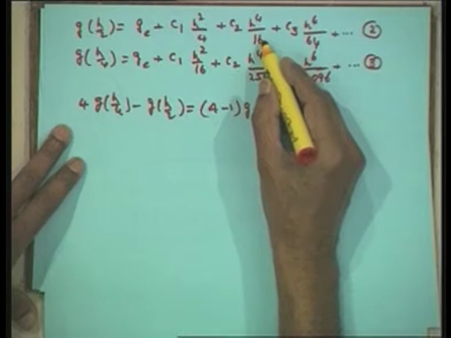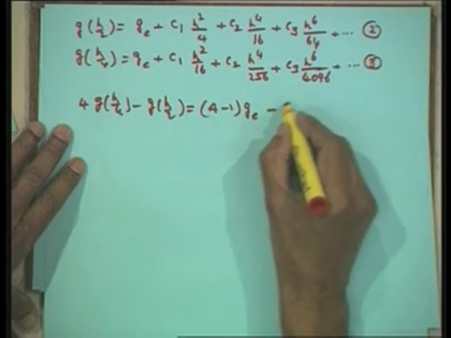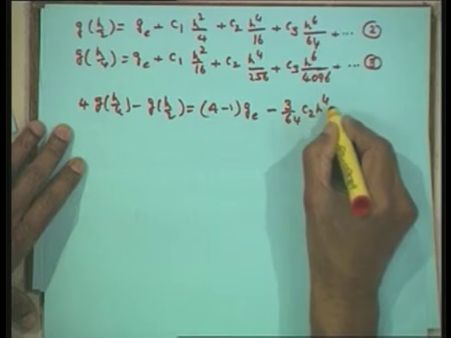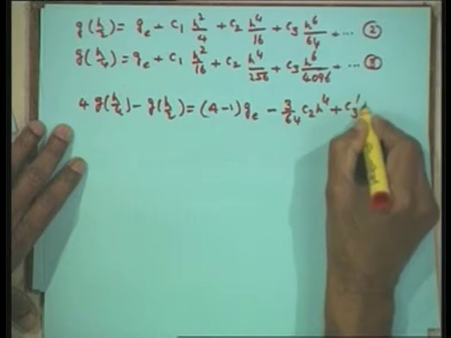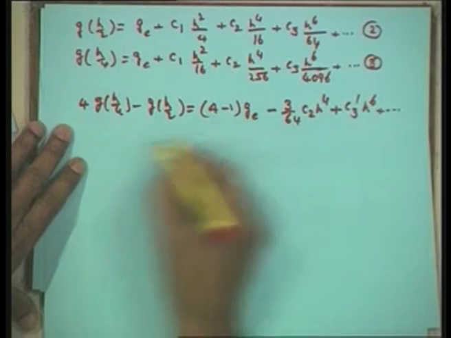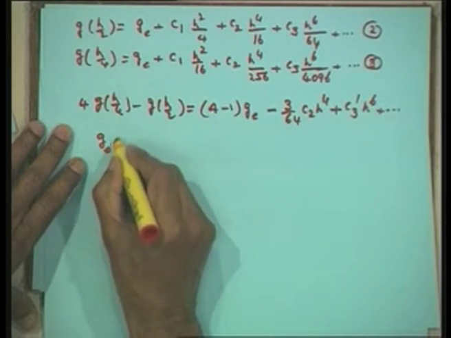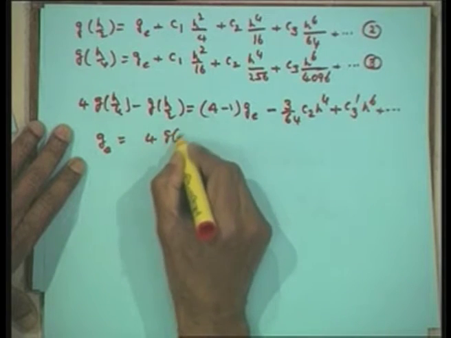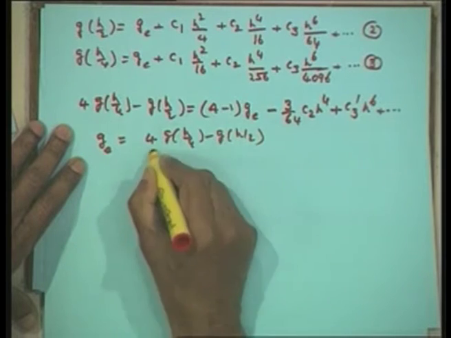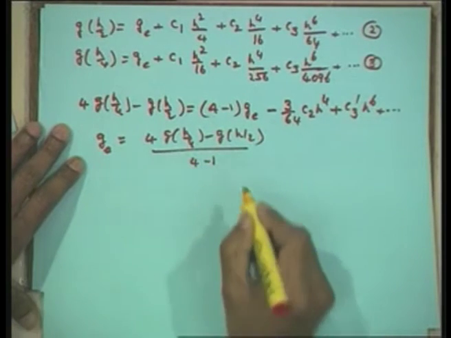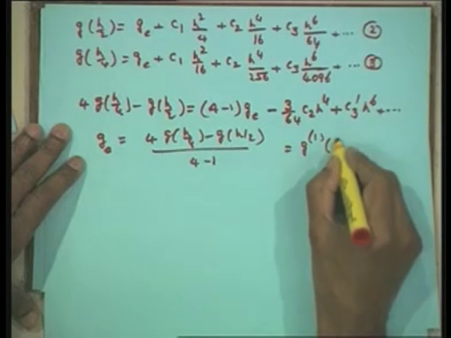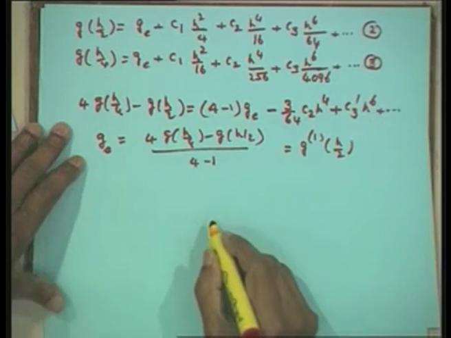Therefore, I would then have the required term as minus 3 by 64 C 2 h to the power of 4 plus some C 3 prime h 6 and so on. Now, I can determine G E from here again. G E is equal to 4 into G h by 4 minus G h by 2 divided by 4 minus 1, and this I will denote as G 1 of h by 2.